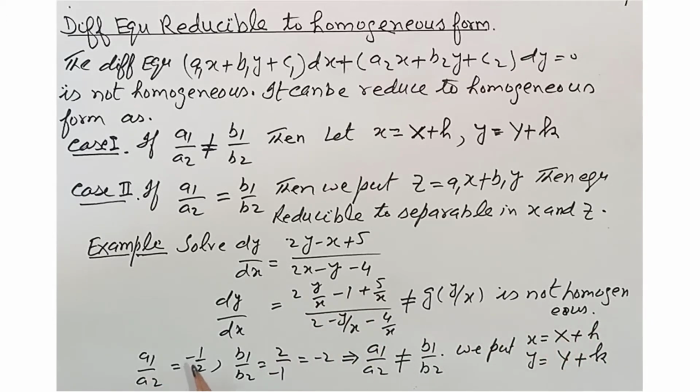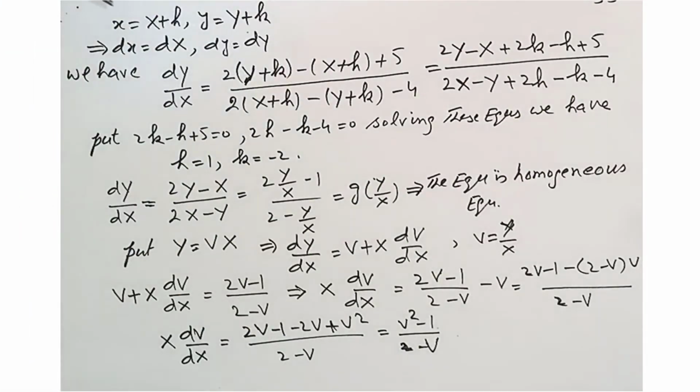Now a1 by a2 is minus 1 by 2, where a1 is minus 1 and a2 is 2. And b1 by b2, b1 is 2 and b2 is minus 1, so this is 2 by minus 1, which is minus 2. a1 by a2 is minus 1 by 2 and b1 by b2 is equal to minus 2, so they are not equal. So we adopt this method to solve this differential equation. Then we put small x equal to capital X plus h and small y equal to capital Y plus k. Now dx is equal to capital Dx and dy is equal to capital Dy.